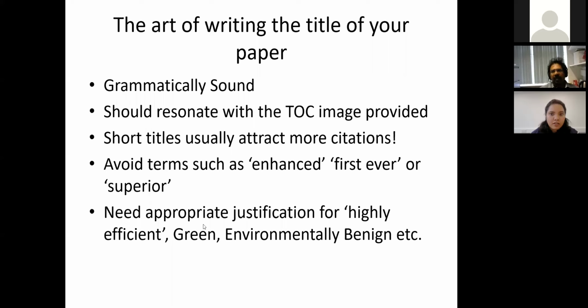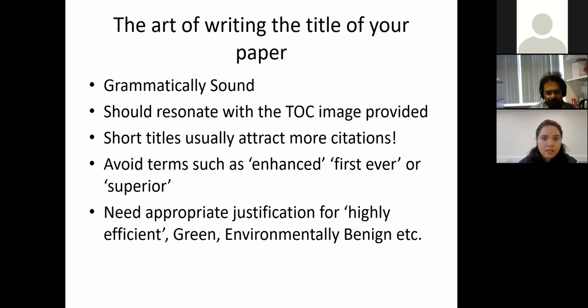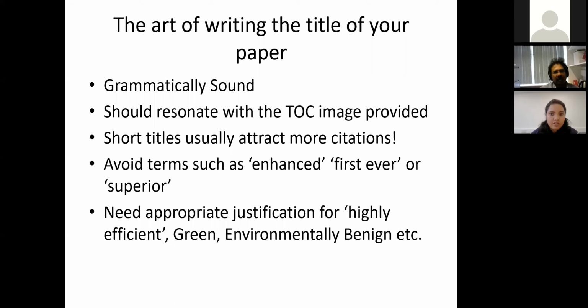So, the art of writing the title of your paper. If you want to get more information, Prashant Kamath, he's the editor for ACS Applied Energy Letters. Prashant wrote a number of articles on tips to write papers, the art of writing the title of your paper. You should spend a lot of time to identify the title. You should identify maybe 3 or 4 different titles. Discuss with your colleagues, your co-authors, to see which one is more appropriate. And the title should be grammatically sound. It should resonate with the table of contents figure or the graphical abstract image provided. Short titles are usually better.